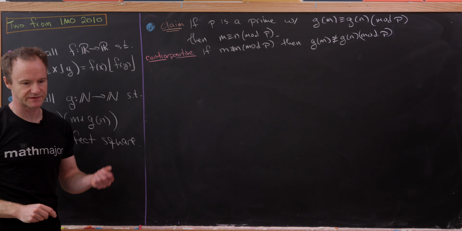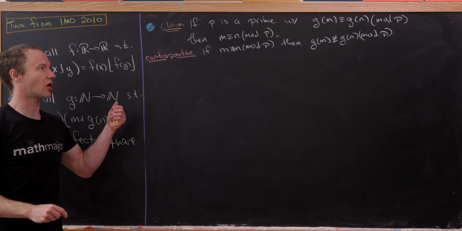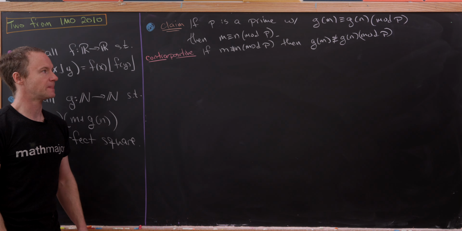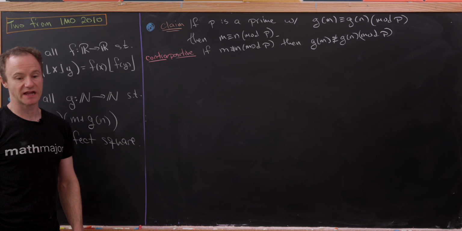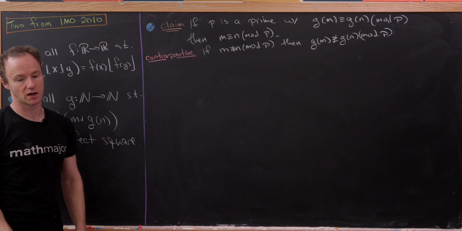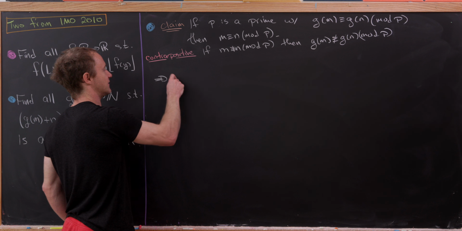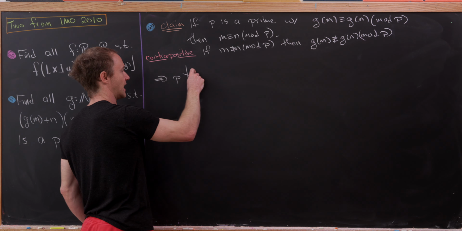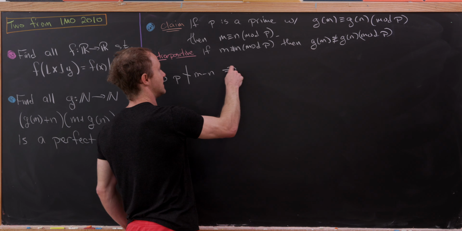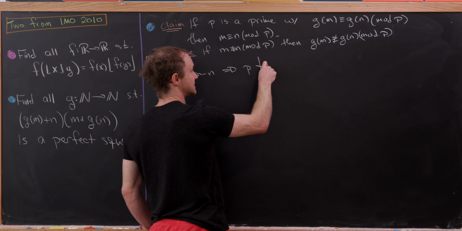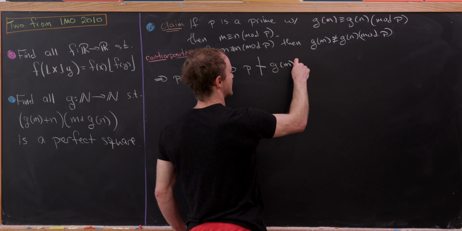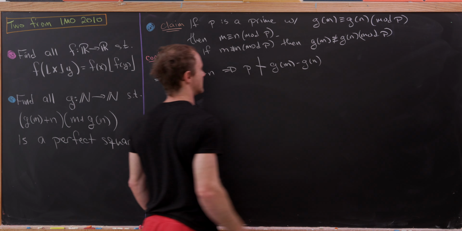And the contrapositive is if m and n are not congruent mod p, then that means that g of m and g of n are not congruent mod p. But let's observe that means that if p does not divide m minus n, then p does not divide g of m minus g of n.